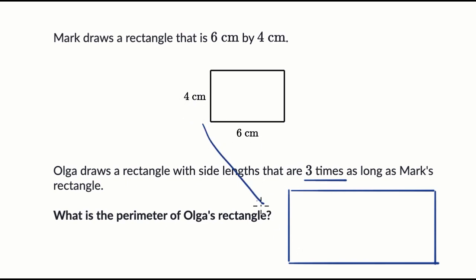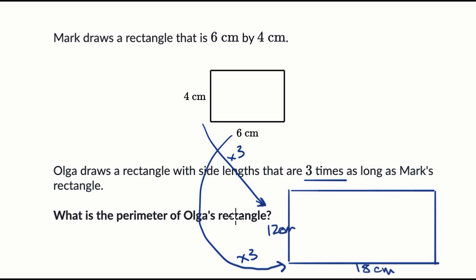So if we multiply that times 3, we're going to 12 centimeters. And instead of 6 centimeters, if we multiply that times 3, we'd get to 18 centimeters. So Olga's rectangle is going to be 12 centimeters by 18 centimeters. So what's the perimeter of Olga's rectangle going to be?